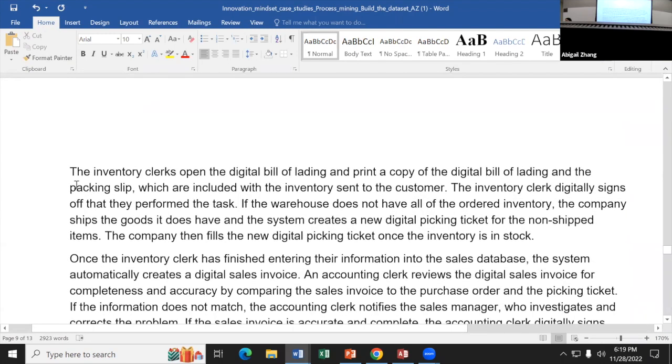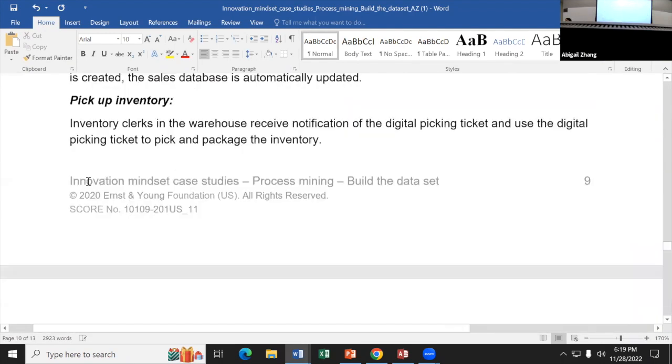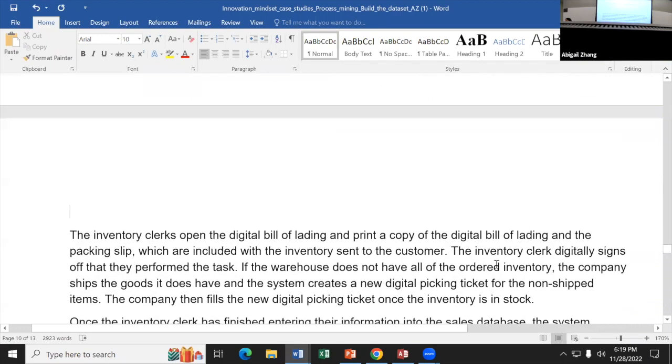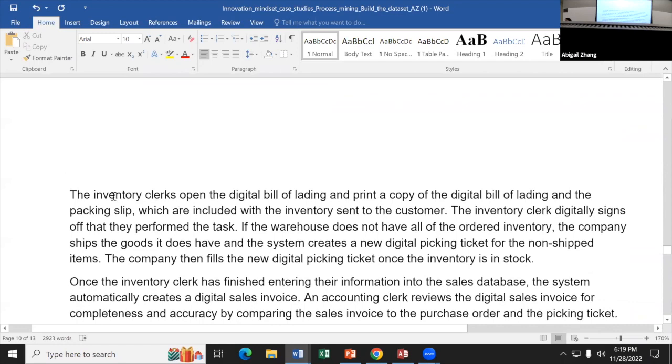And now next, again, there is no very obvious control here, right? So I will skip that. The inventory clerk will digitally sign. This is the part where they get the shipping documents, including the bill of lading and the packing slip. And they will digitally sign to illustrate that they performed the task of packing and also preparing those shipping documents. So I'll just summarize this as prepare shipping documents, something like that.